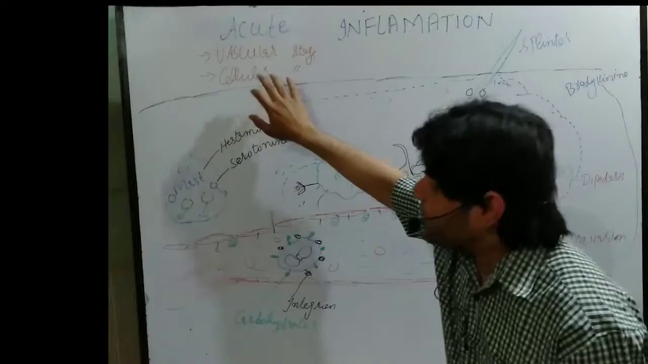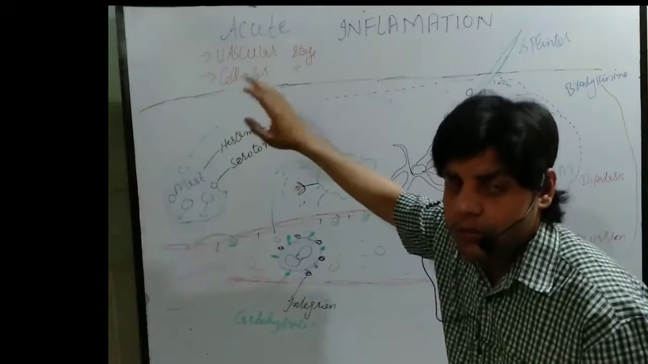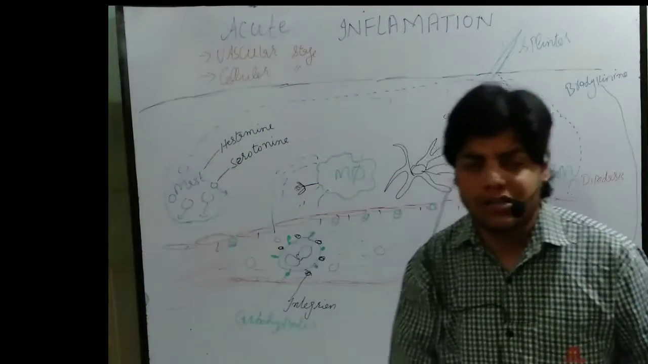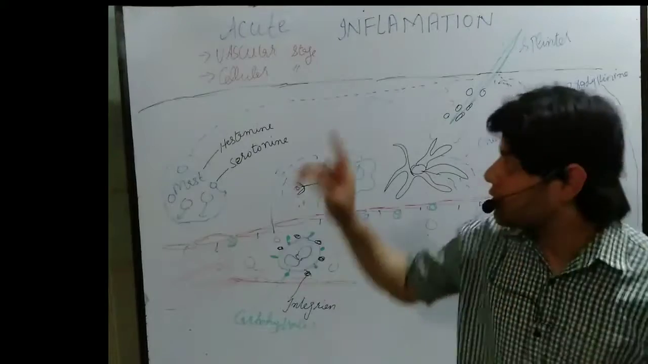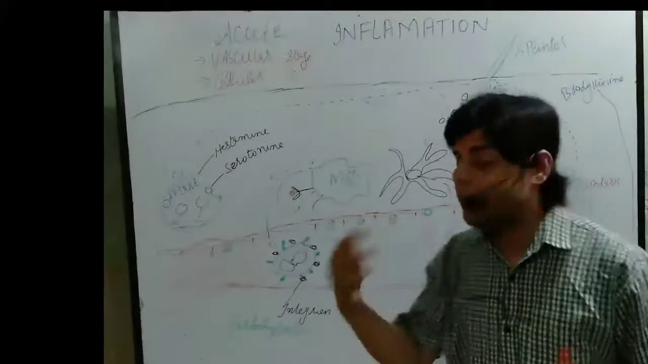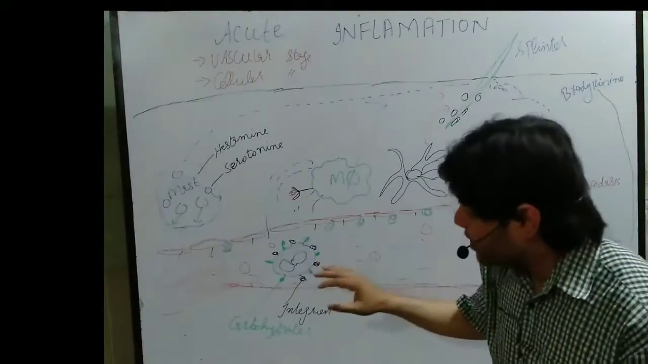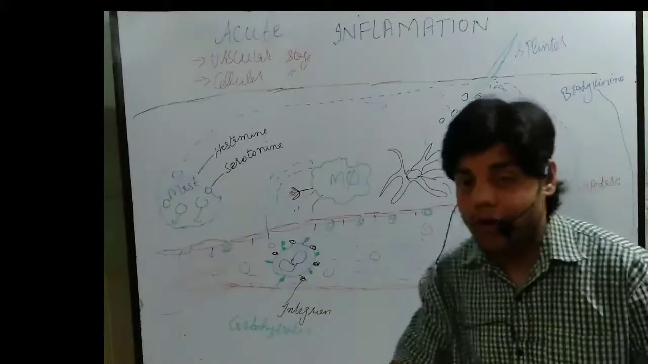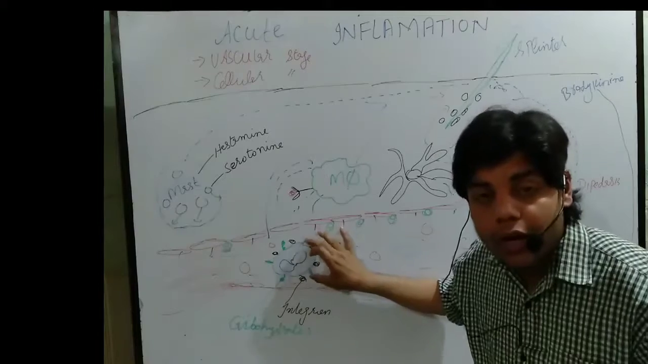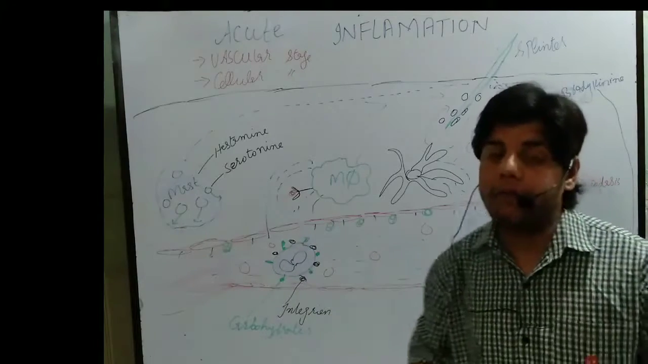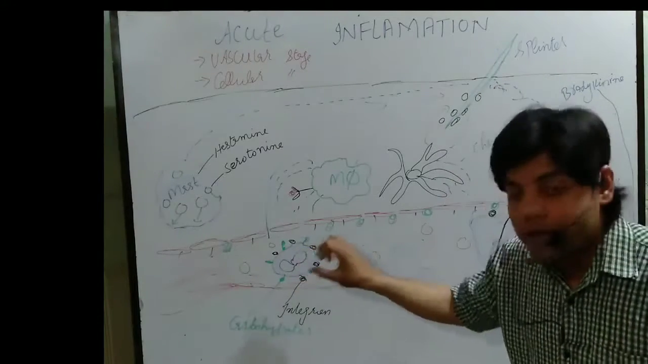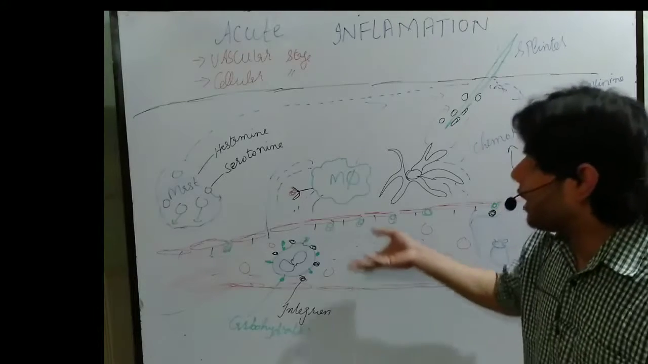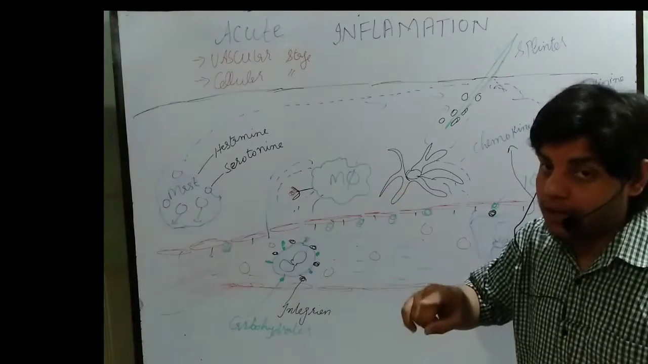So if we explain this cellular stage once again, the first stage of the cellular stage we call emigration. In emigration, if we talk about acute inflammation, it involves neutrophils, monocytes and lymphocytes. So neutrophils, monocytes and lymphocytes emigrate in the emigration stage.